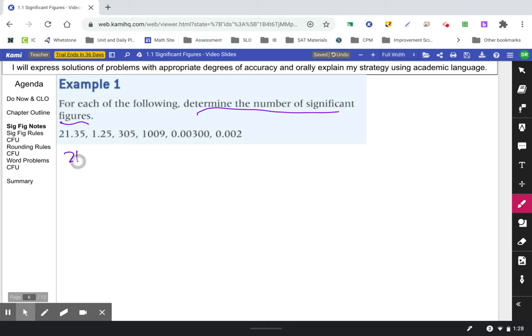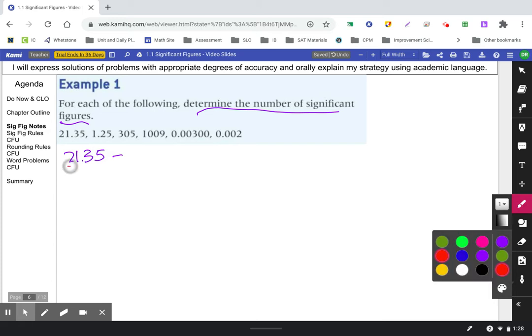So let's look at this first value, 21.35. Well, if we're going to count the number of sig figs in this, remember that every single non-zero value is significant. So all four of those values are non-zero, so this has 4 sig figs. Let's go to our next one, 1.25. Again, any non-zero value is significant. That's non-zero, that's non-zero, that's non-zero. So there are 3 sig figs.